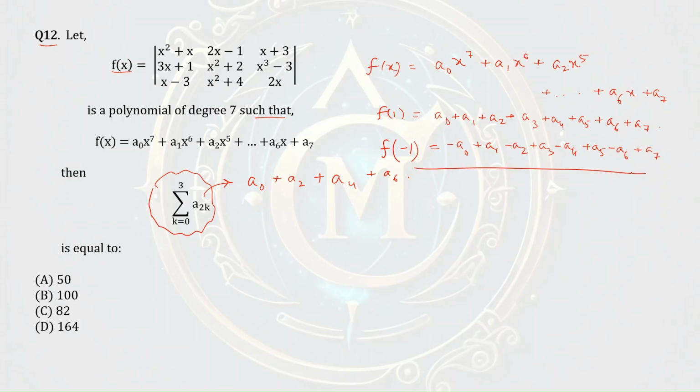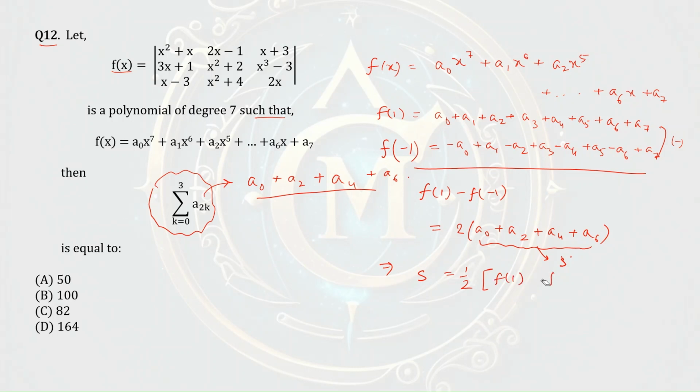That means if we want to calculate the sum a0 plus a2 plus a4 plus a6, we need to simply subtract these two. So we get f of 1 minus f of minus 1 is equal to 2 times a0 plus a2 plus a4 plus a6. So this is our required sum. Let us call this S. So S becomes half of f of 1 minus f of minus 1.